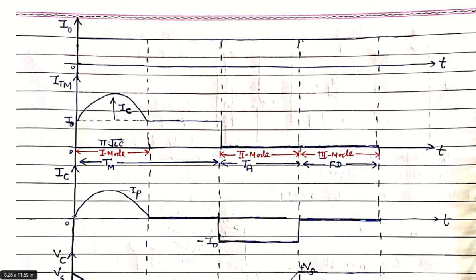It will be IP sin omega t, which is sinusoidal in nature, starting from the 0 point. But after this pi root LC time, the charging current will be 0. So the charging current will be 0, shown on the x axis.